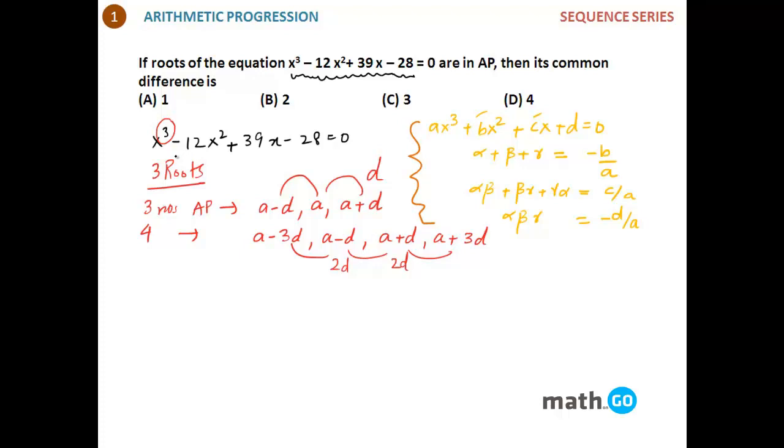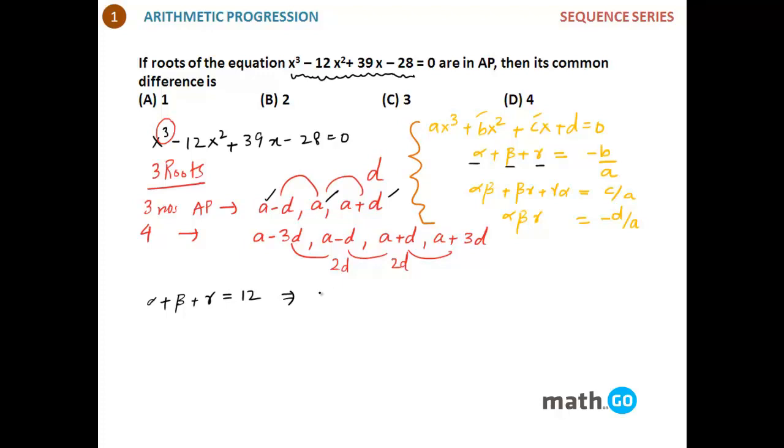So the roots are, let's say, alpha, beta and gamma. The sum of roots, alpha plus beta plus gamma, is given by minus b by a. Here b is minus 12, so it becomes 12. And we have assumed our roots as a minus d, a and a plus d. So the sum becomes, d would cancel out.